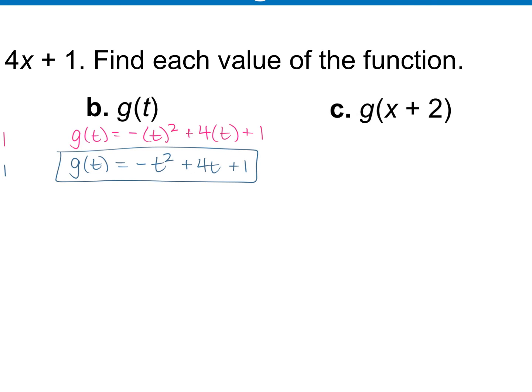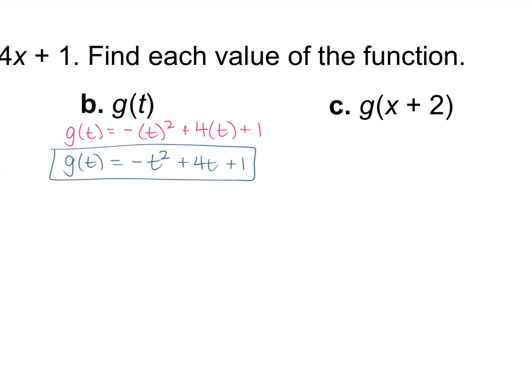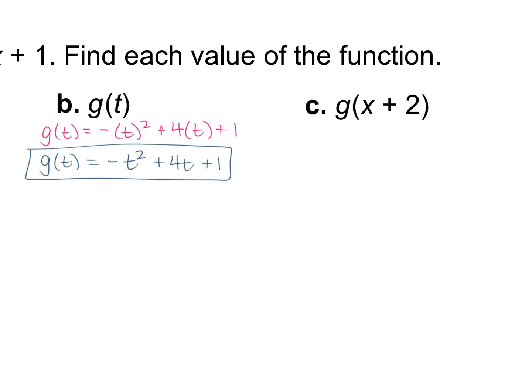For example, C, we have g of x plus 2. So for this one, we're going to plug in the x plus 2 anywhere we see the x in that negative x squared plus 4x plus 1. So we're going to have g of x plus 2 is equal to the opposite of x plus 2 squared plus 4 times x plus 2 plus 1. The first thing we're going to do is that x plus 2 squared.